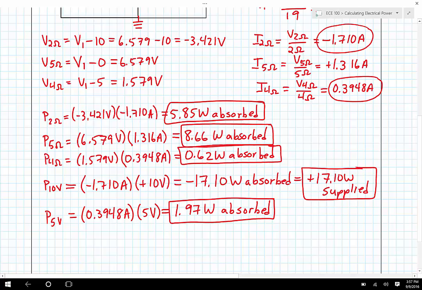So the 10 volt source is the only one that is supplying power, and the other 4 elements in the circuit are all absorbing various amounts of power that's being supplied by that 10 volt source.